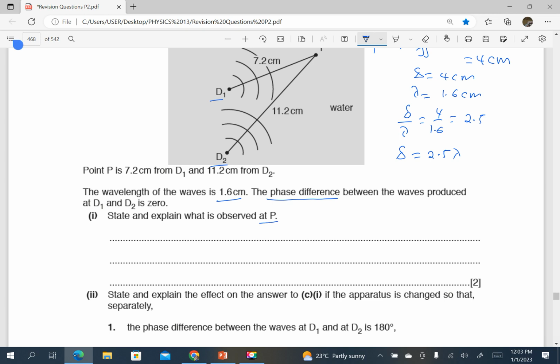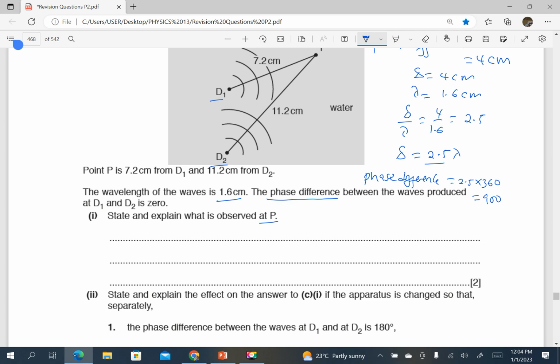Although the phase difference is 0, the path difference at P is not 0. So it means even the phase difference at P is not going to be 0, because the waves are not traveling the same distance to reach point P. So we have seen that the path difference is 2.5 lambda, that is destructive interference, because 2.5 is not a whole number. If it was a whole number, then it would be constructive interference. And by the way, the phase difference corresponds to 2.5. Remember lambda stands for a full cycle, which is 360. So phase difference can be 2.5 times 360, which I think is 900. Is it?